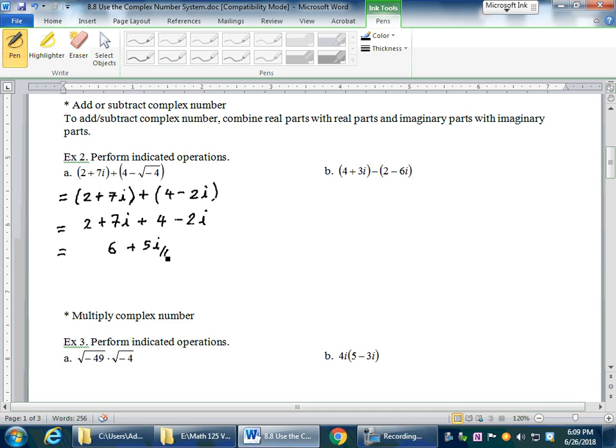Next example. Now I'm going to distribute the negative when we drop the parentheses. So it'll be 4 plus 3i minus 2 plus 6i, distributing the negatives. Then combining the real parts together gives 2, plus combining the imaginary parts together becomes 9i. And this will be my final answer. So that is adding and subtracting complex numbers.